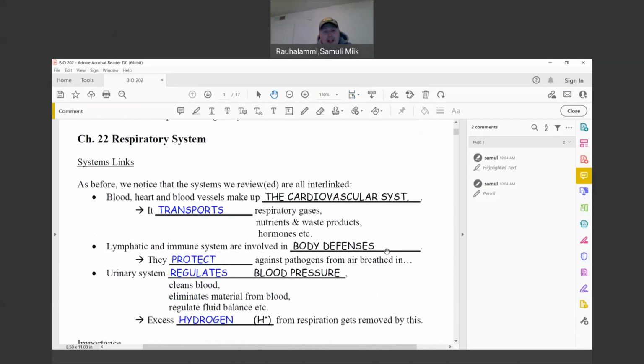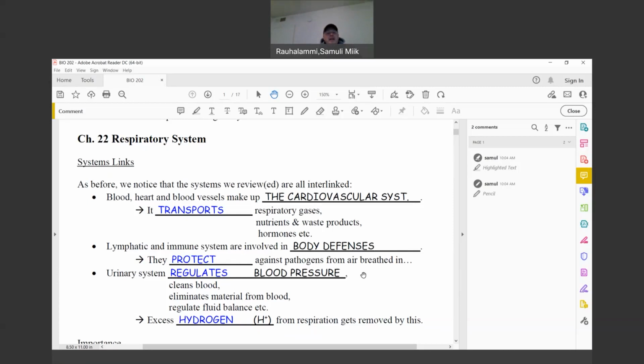We're also going to see that there are pathogens that we have to protect ourselves from, also in the air. Recently, a lot of media attention has been on the COVID pandemic, and of course that's an airborne pathogen. So we see very well why we need our immune system working with the respiratory system, protecting us against different kinds of pathogens.